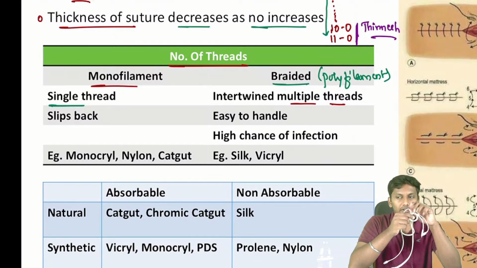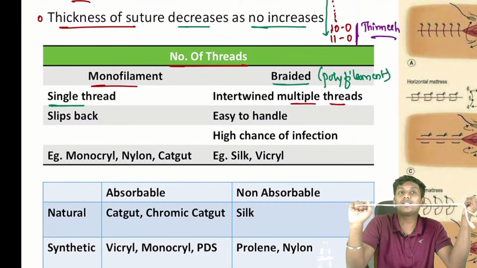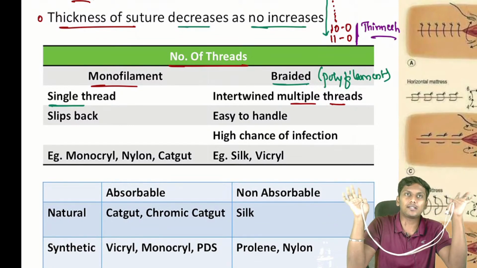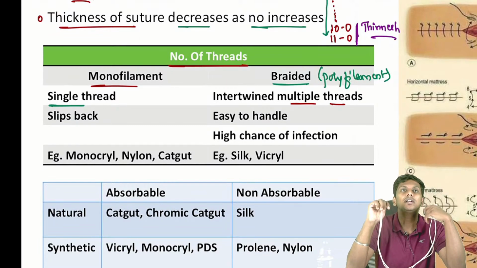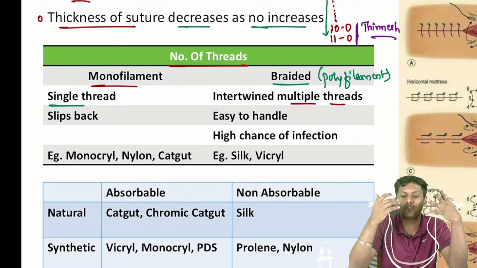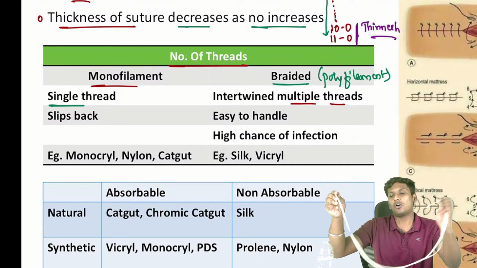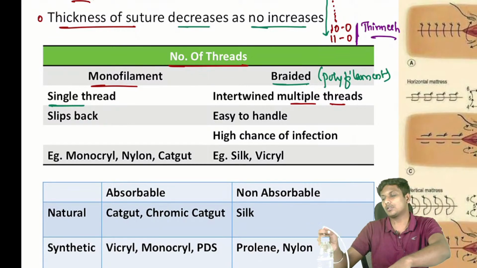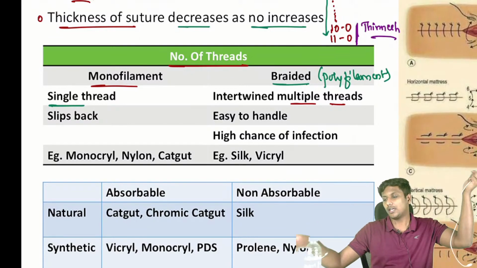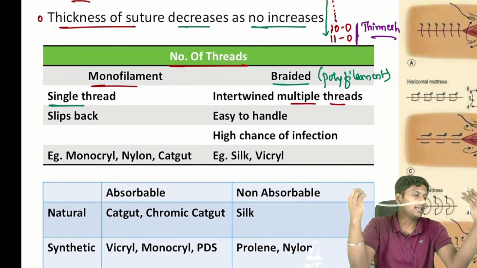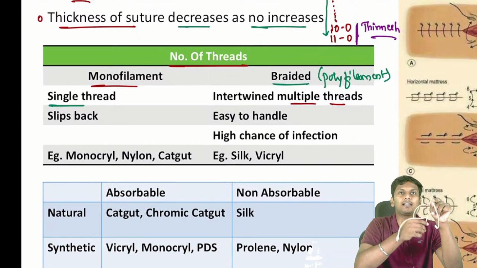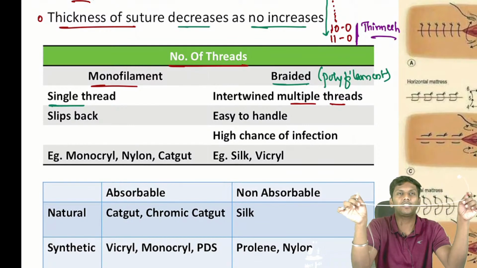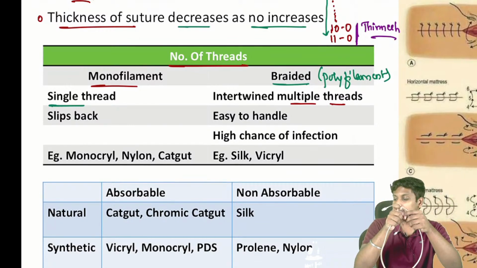So you have to remember that the braided suture is a more stable kind of suture. The knot that you place with a braided or polyfilament suture is going to be a more stable, more secure knot. But on the other hand, if I use a monofilament suture, the knot which I place can come off easily. So that is the first thing.